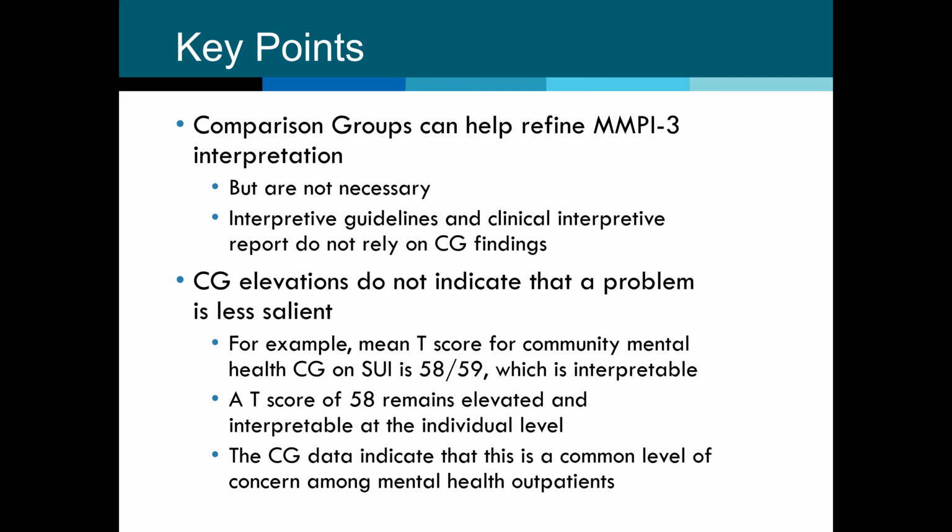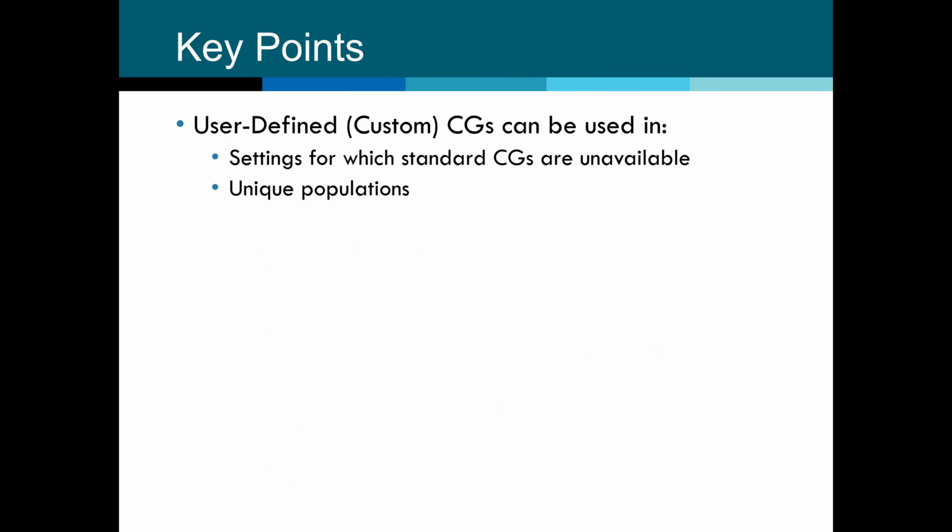And so if a mental health outpatient has a T-score of 58, just because other mental health outpatients also tend to score that high, doesn't mean that we don't take note of that clinically elevated score. And of course, on this scale, indicating potential risk for suicide or self-harm. And so we don't ignore a finding just because a comparison group tells us that other individuals or that most individuals in the sample have similar problems or concerns.